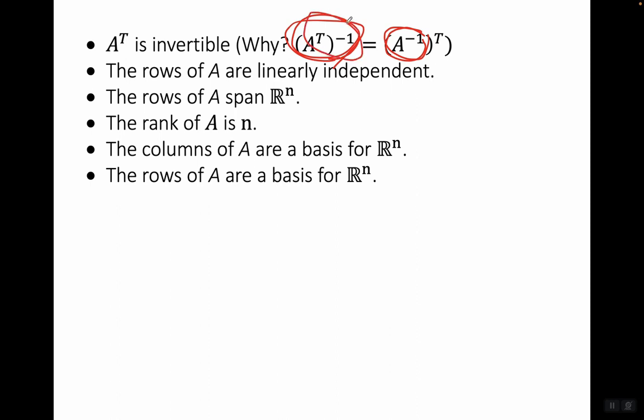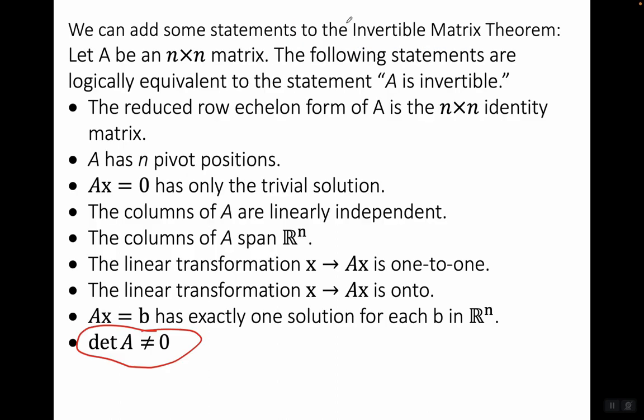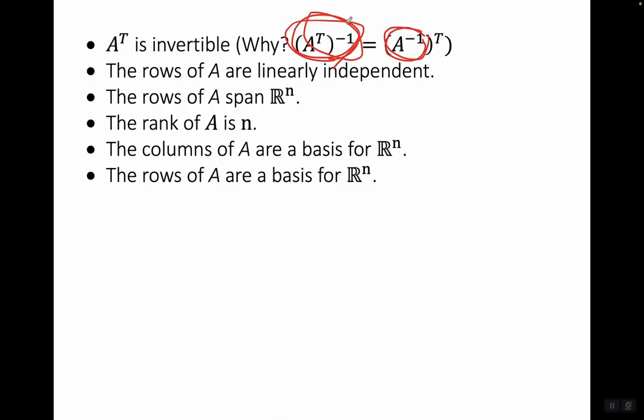So A is invertible if and only if A transpose is invertible, which means that all the statements we said about the columns are also true of the rows, because the columns of A transpose, or the columns of A, are the same as the rows of A transpose. So if the columns of A are going to be linearly independent, if and only if the rows of A are linearly independent, we can also add these statements to the monster theorem, this invertible matrix theorem.